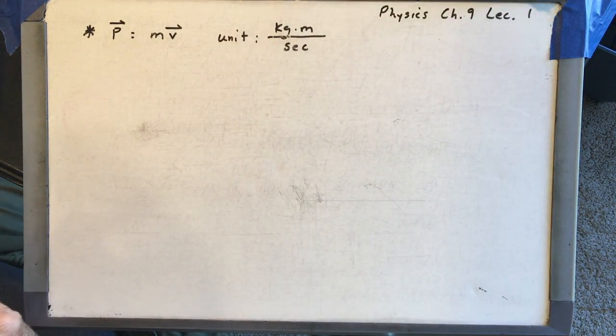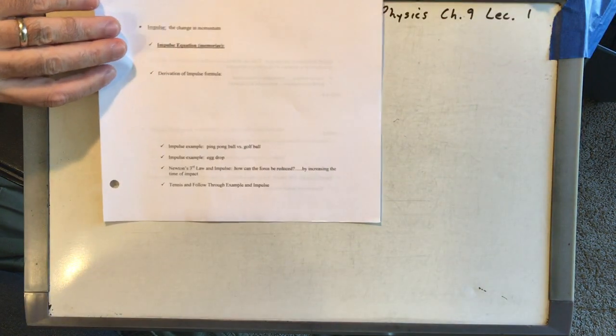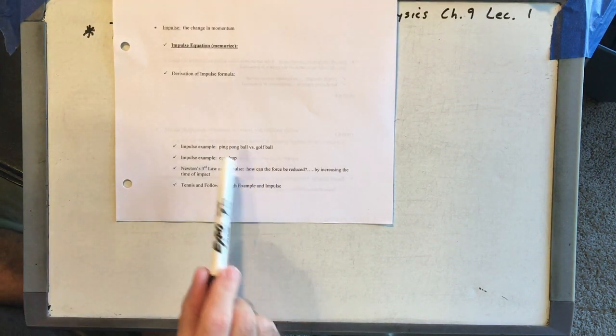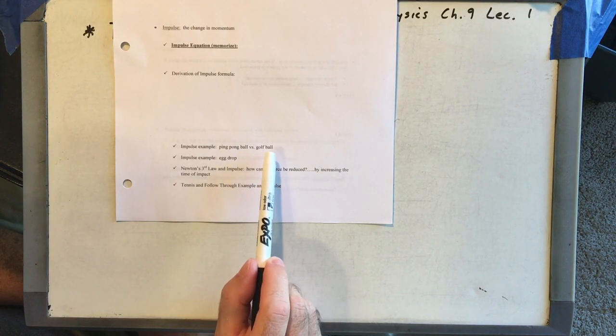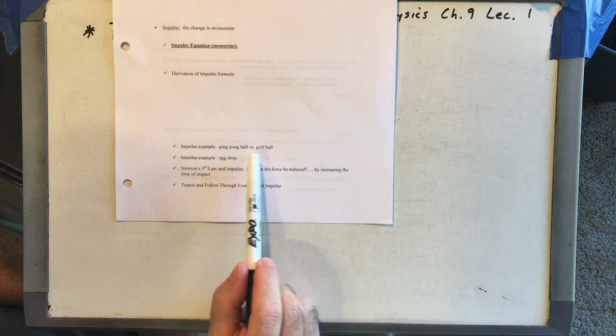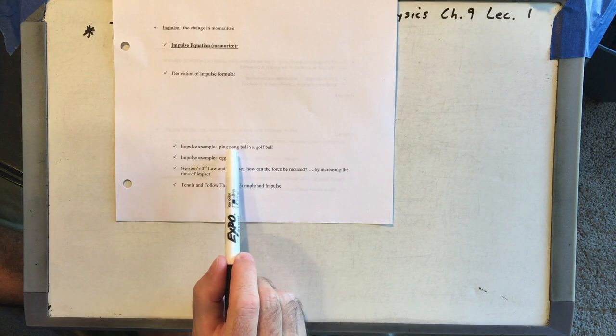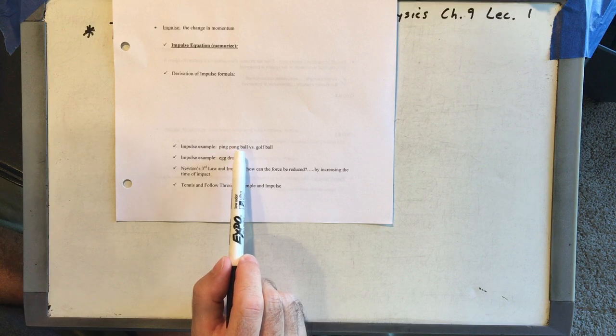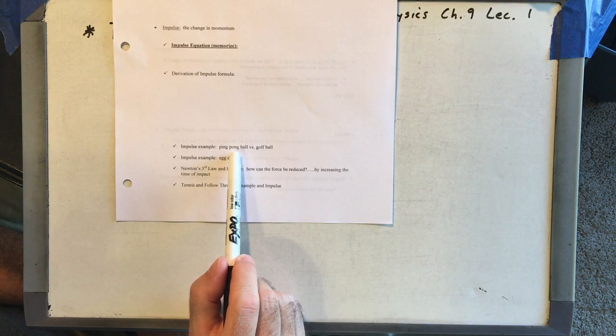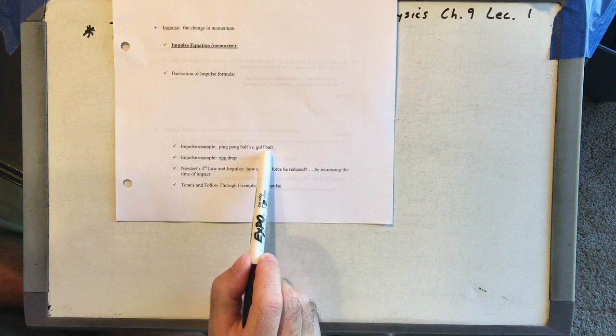Okay, let's talk through the notes a little more. So a few impulse examples. Let's think of a ping pong ball versus a golf ball. You know that a ping pong ball, the skin on it is pretty weak. So if you were to throw it hard enough, it would crumple some, whereas a golf ball is really hard.